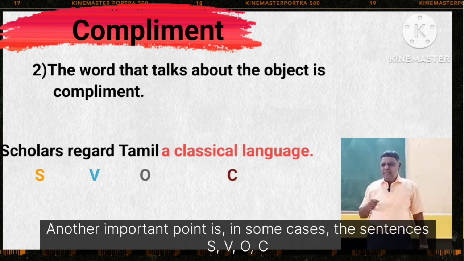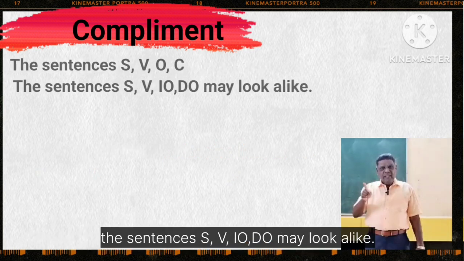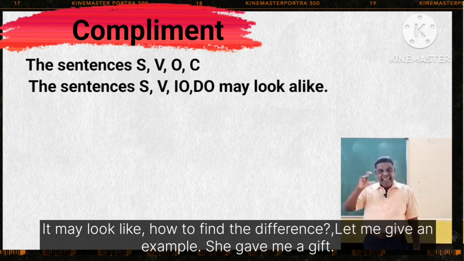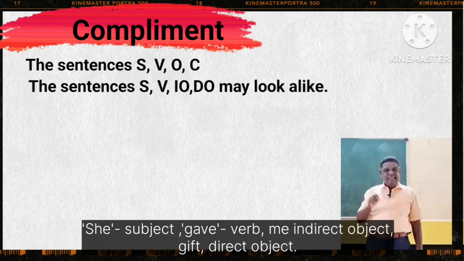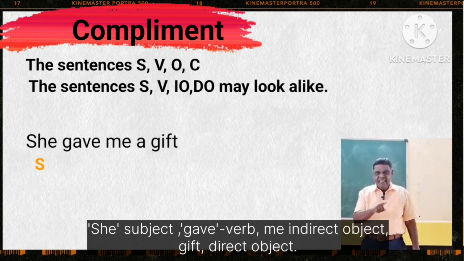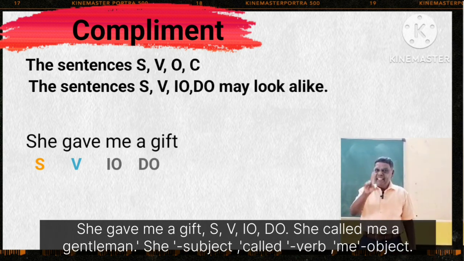Another important point is that in some cases the sentences SVOC and the sentences SVIODO may look alike, may look the same. How to find the difference? Let me give an example. She gave me a gift. She is the subject, gave the verb, me. To whom? Me, the indirect object, and gift, the direct object. She gave me a gift: SVIODO.